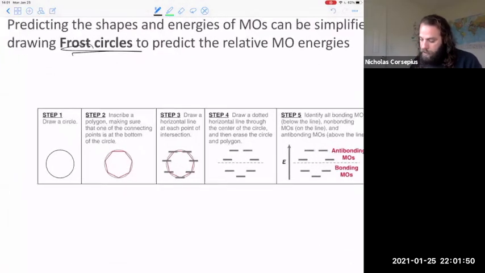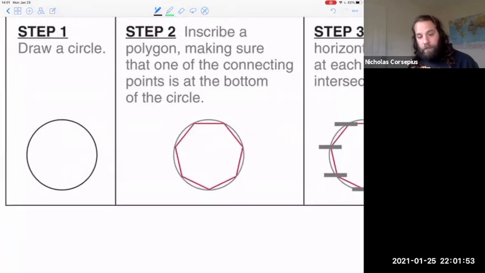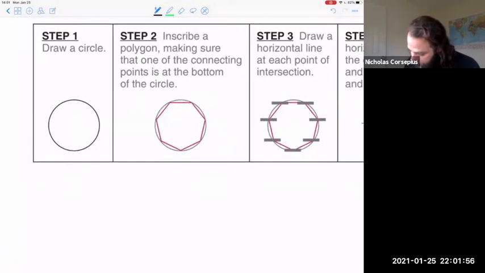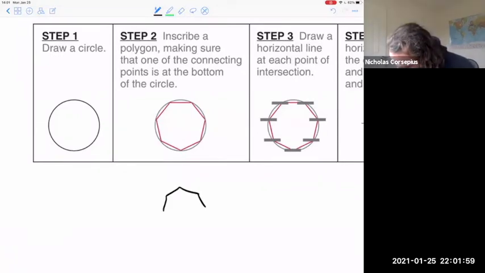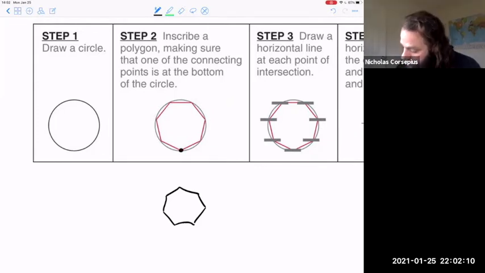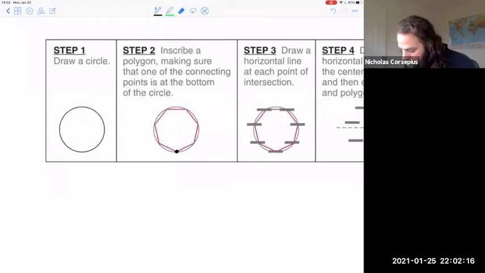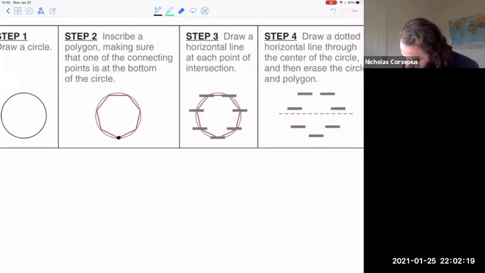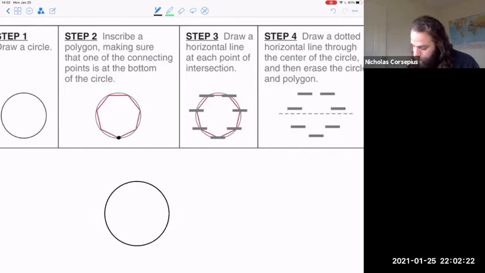So what you're going to do is first draw a circle, and then whatever the polygon is of your particular shape. In this case, we're dealing with a 7-membered ring. You're going to inscribe that in your circle, making sure that the point is at the bottom. I'll actually do the same thing here for our classic benzene, so we can make sure that everybody gets it. I'm going to cheat and use my shape drawing tool. The example given above is a 7-membered ring, and I'll do it below for benzene because we already sort of know the answer for that one.